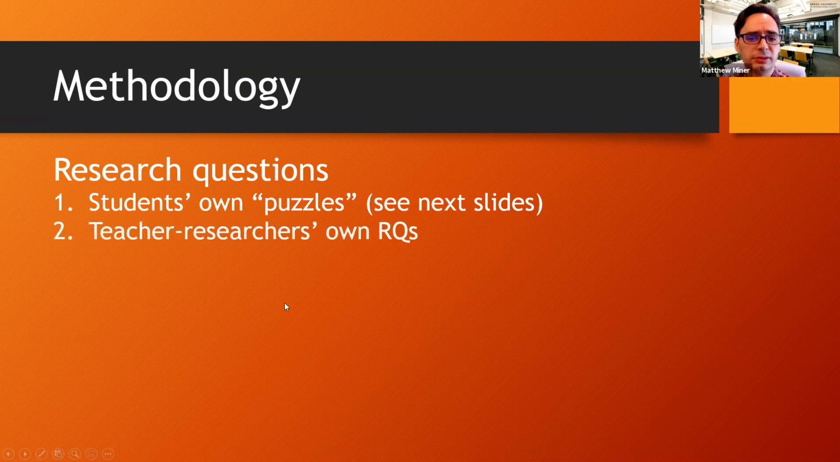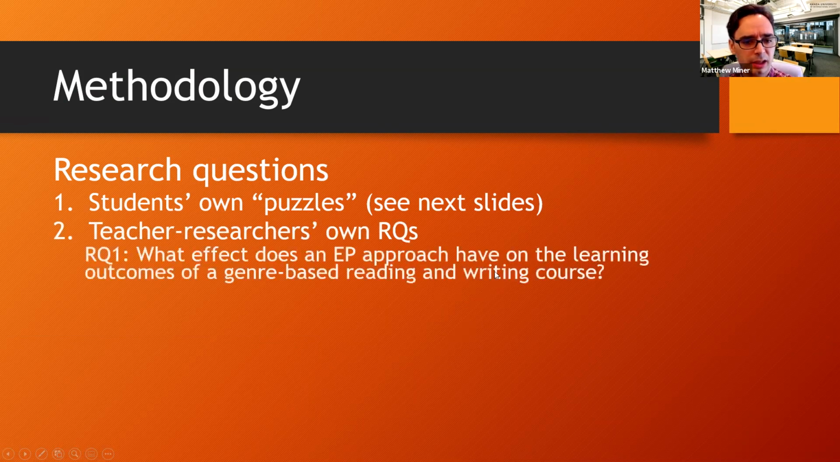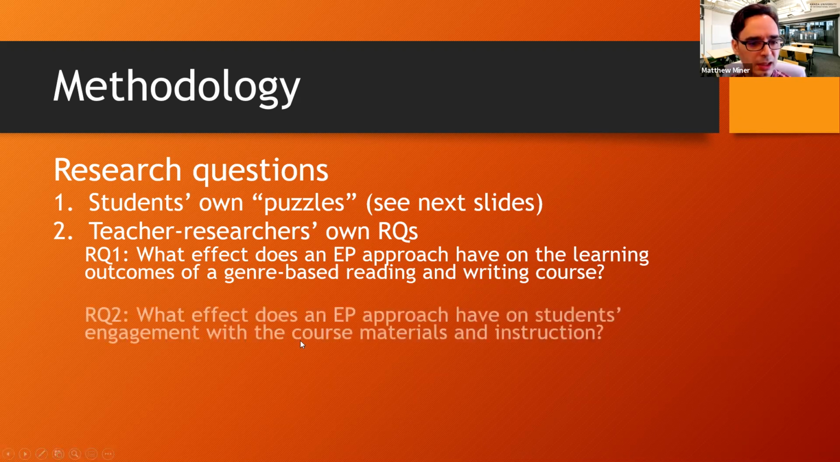And we also had our own research questions. Our first question was, what effect does this approach have on the learning outcomes, right? So we did have kind of set learning objectives set by the department for this genre-based reading and writing course, right? They had to be able to produce certain genres. They had to be able to use certain reading skills and certain writing skills.